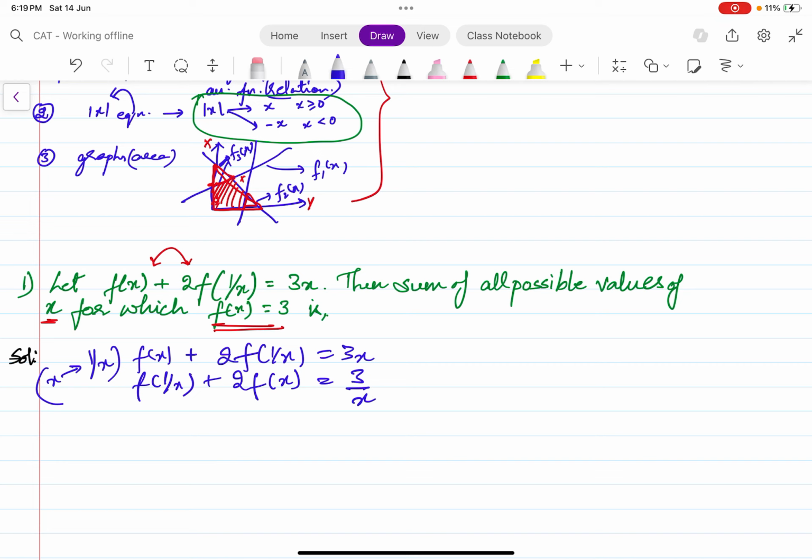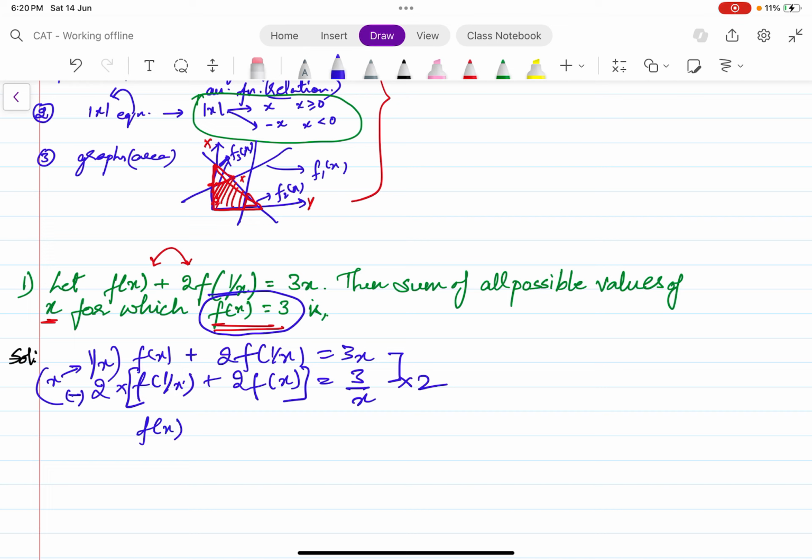Now you have two equations, two variables. What are the two variables? F of x and f of 1 by x. In fact, you have three variables, but f of x is inherently a function of x, therefore you will try to mention it as two variables. And then you have two equations, and let's try and solve for f of x, because we want the value of f of x. So let us try and eliminate f of 1 by x. And how do you do that? You multiply by 2 on both the sides, and then you subtract these two equations.